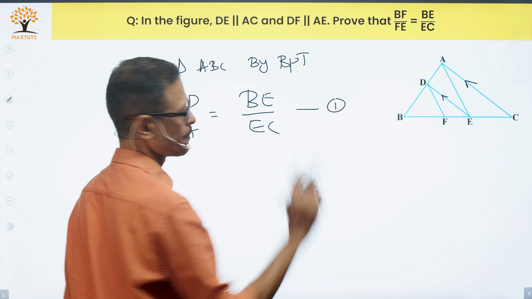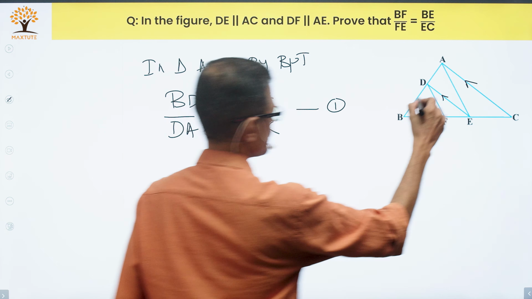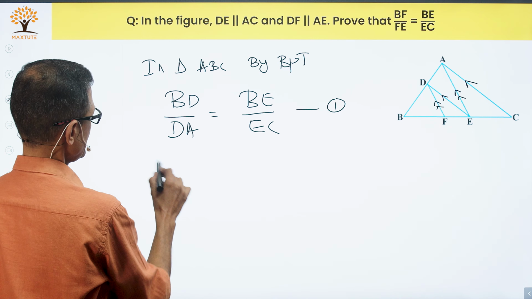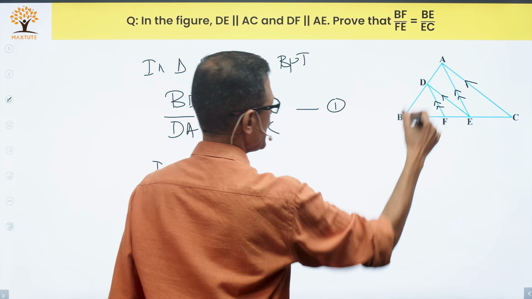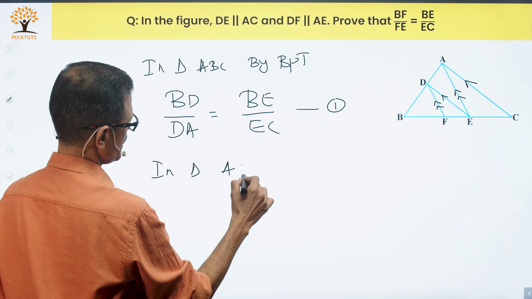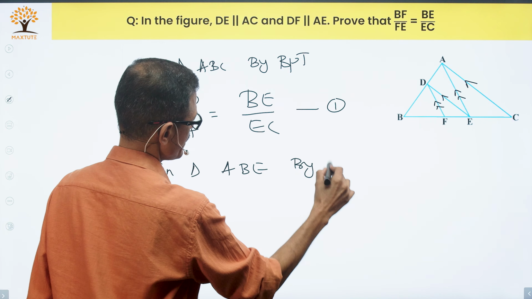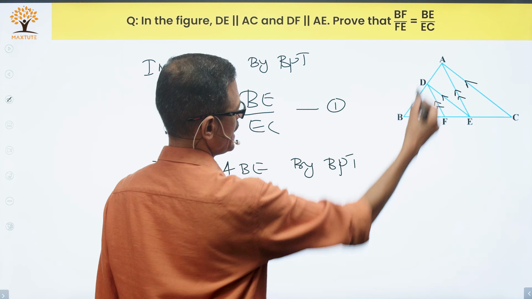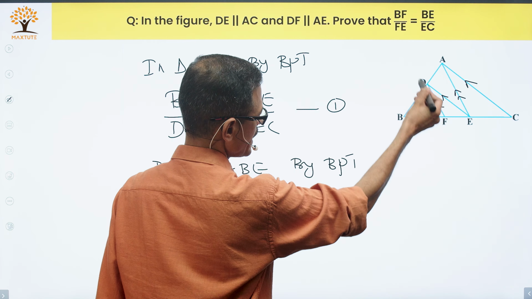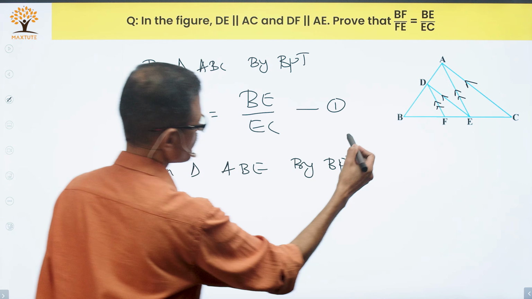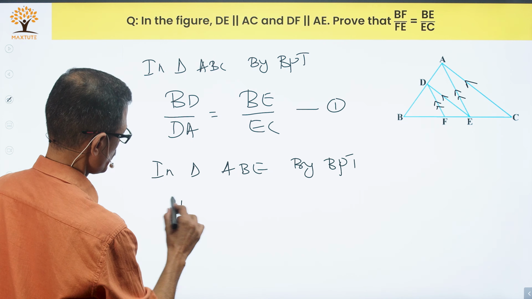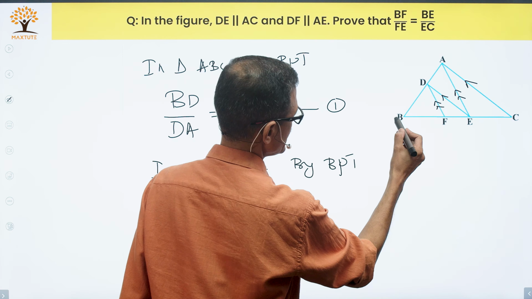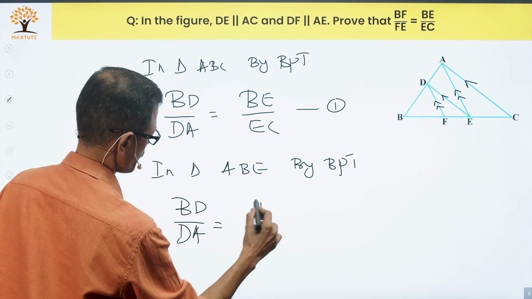This is one done. Now let's look at triangle ABE. Again, by the same basic proportionality theorem, ABE being the triangle and DF being a line parallel to AE, BD by DA holds good here also. BD by DA is equal to BF by FE.